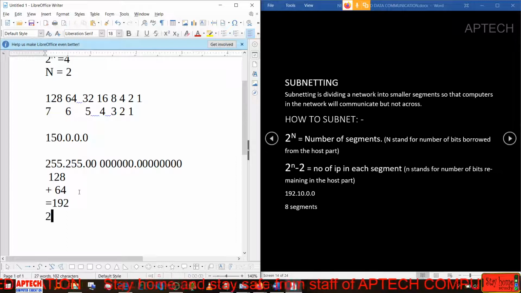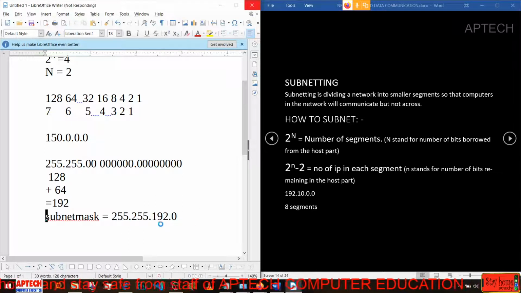The subnet mask will be 255.255.192.0. That will be our subnet mask. So basically this is what you do.